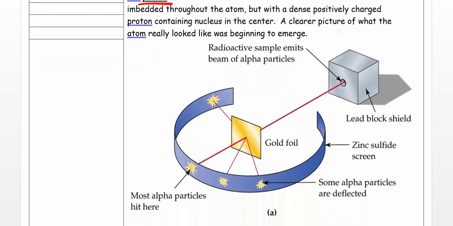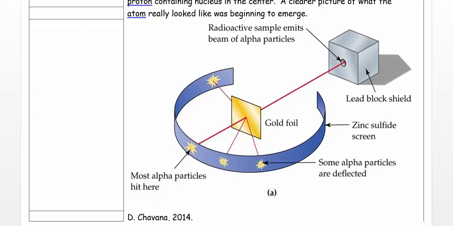So this was the apparatus. This was the gold foil experiment that Rutherford used. What he did was he shot alpha particles, which are, by the way, radioactive. That's why we need a lead block shield. So he shot alpha particles in a beam right through a gold foil. So he placed a piece of gold foil here.